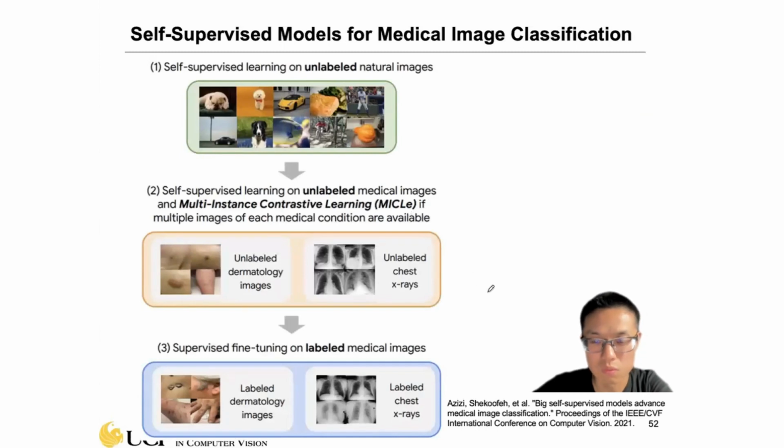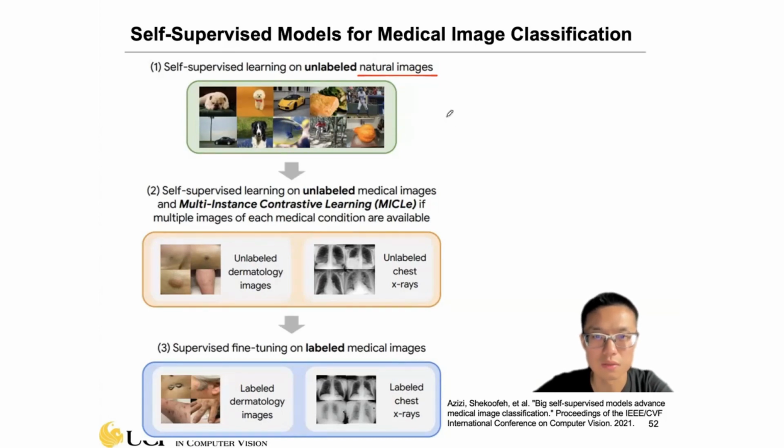So I want to just make one example, from this paper. This is published in ICCV 2021. They're using this self-supervised model to advance medical image classification. So the idea is very simple. What they do is they first leverage natural images, okay? Because in the natural image domain, we have a lot of data we can collect, right? Not just ImageNet, but we can collect a lot of data from the internet.